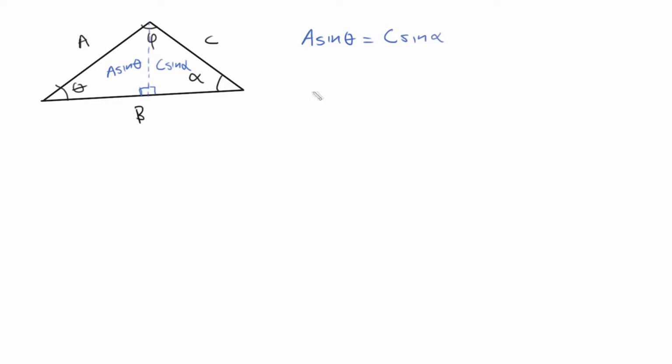Then we're going to separate these so they're more of a proportional equation, if that makes sense. So we're going to say sine of theta over c equals sine of alpha over a. So we're almost there. This is half the journey.